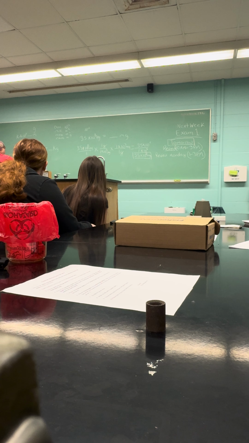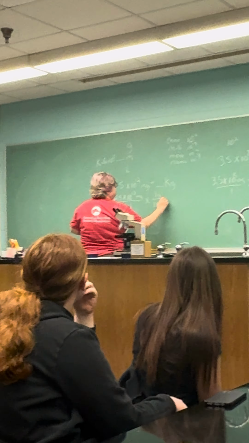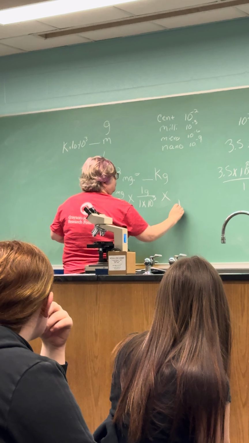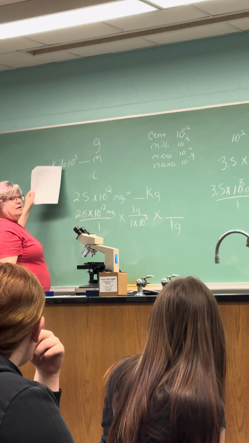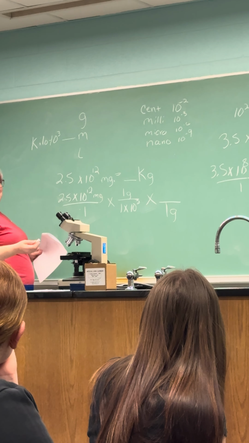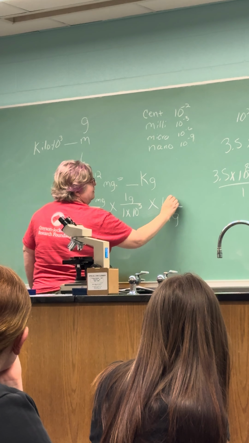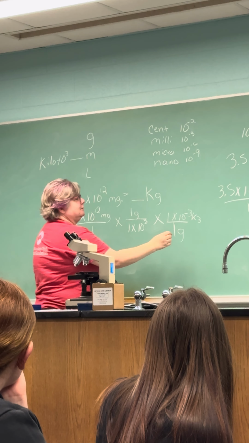So in this case, we have 2.5 times 10 to the 12 milligrams over 1 times 1 gram equals 1 times 10 cubed milligrams. 1 gram at the bottom is equal to 10 to the minus 3 kilograms, because a kilogram is larger. So it's 10 to the minus 3 kilograms.